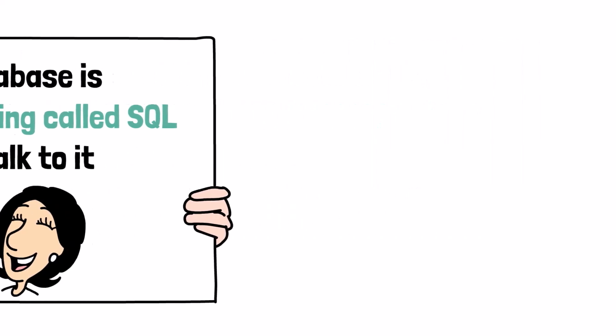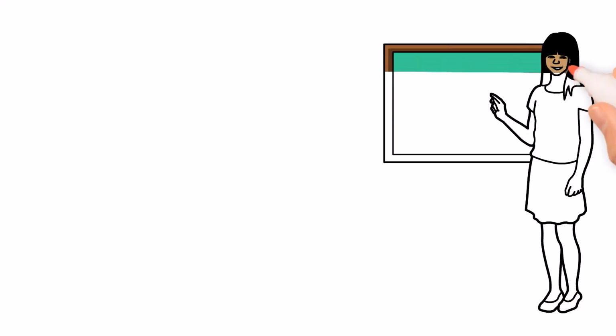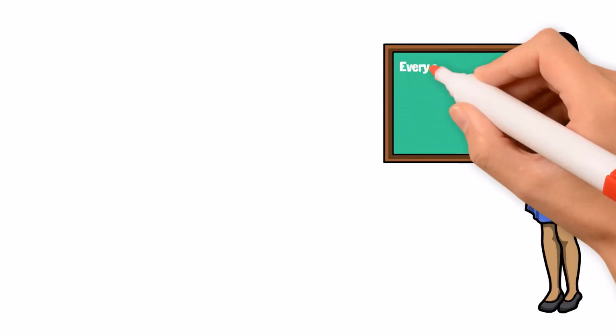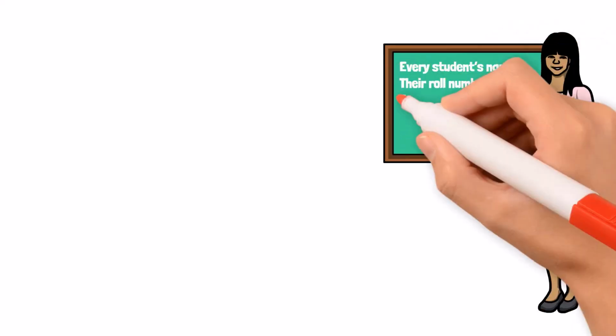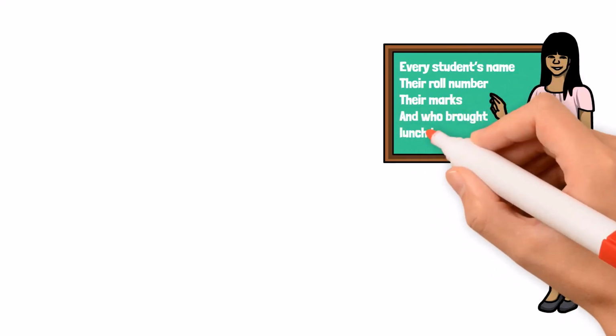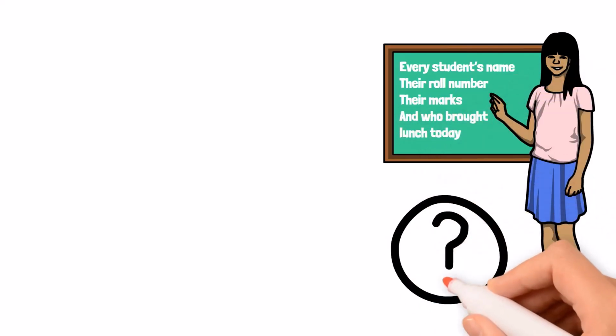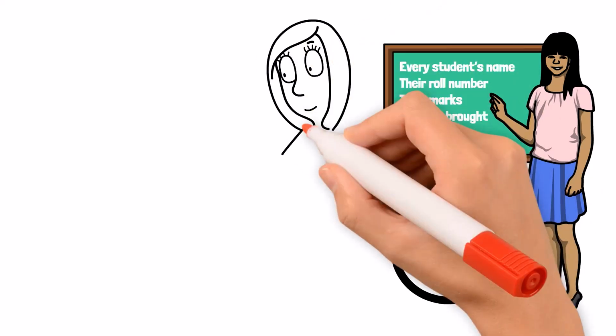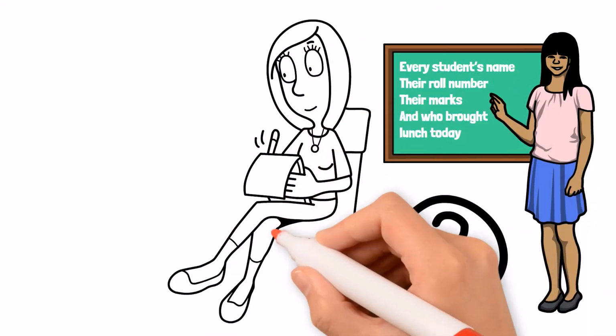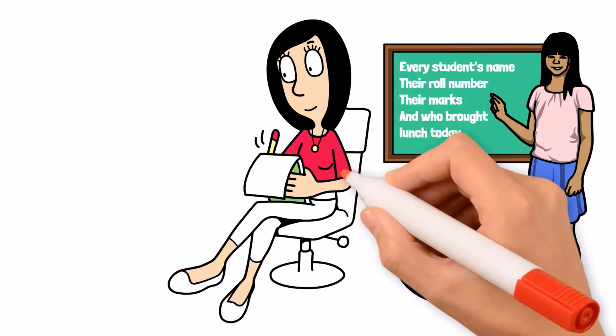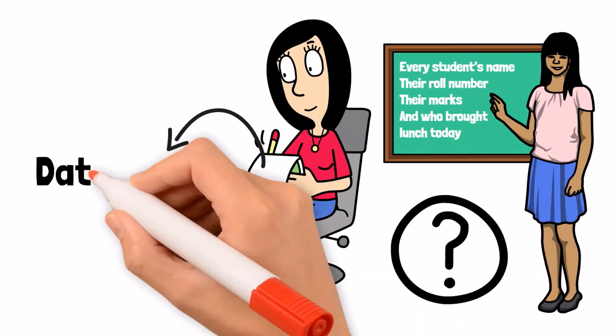Let's begin with a real-life example. Imagine you are the class monitor and your teacher asks you to keep a record of every student's name, their roll number, their marks, and who brought lunch today. Now, where would you store all that? Maybe a notebook, right? You'd make a list, neat and organized, so you can find any student's information easily. That notebook is just like a database.